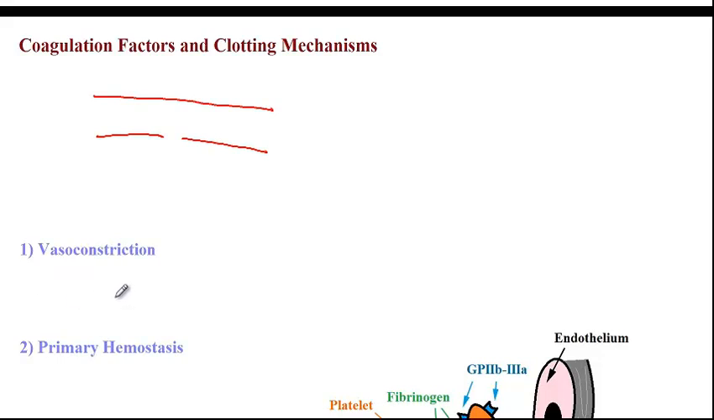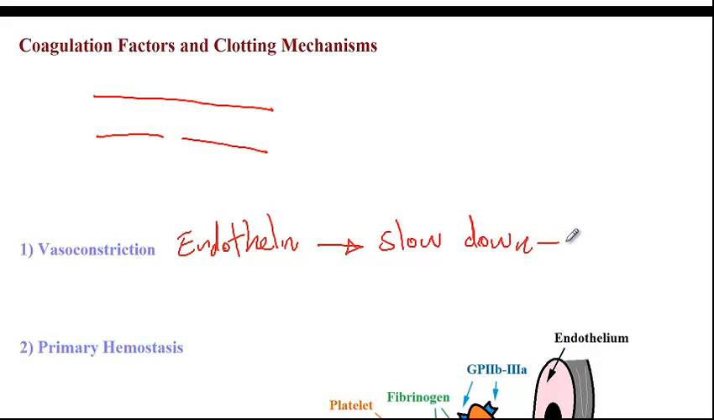Number one is vasoconstriction. Once there is a vascular injury, there is a transient arteriolar vasoconstriction that is induced by the release of endothelin from damaged endothelial cells, and consequently the local vasoconstriction of arterioles will slow down blood flow, and therefore prevent excess bleeding. And then the other two mechanisms are primary hemostasis and secondary hemostasis.